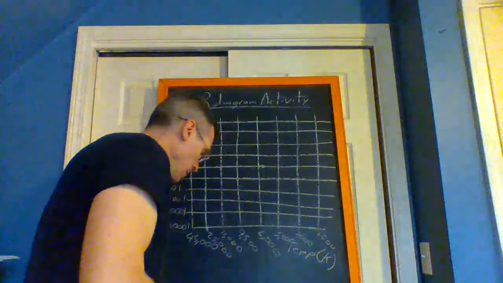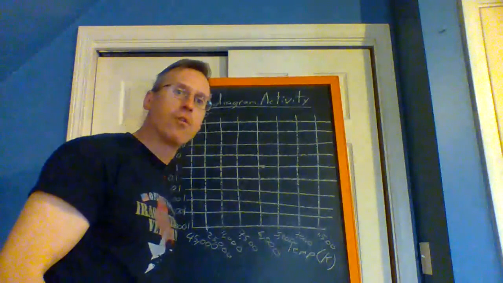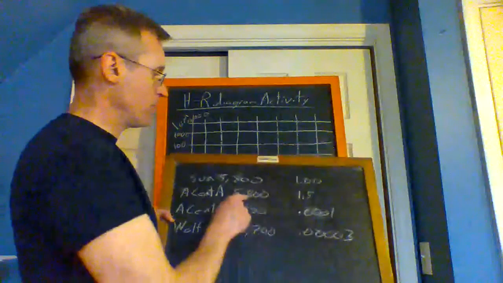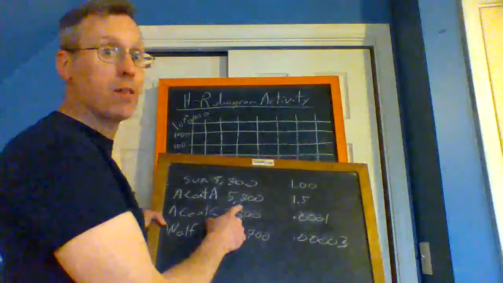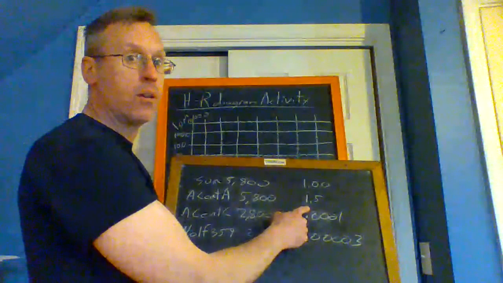Take a look, and we're going to go down to the next star, which is Alpha Centauri A. Alpha Centauri A is the same temperature as the sun, which we can tell by the light that it gives off, and its luminosity is a little bit brighter than the sun. It's 1.5. So here we go.